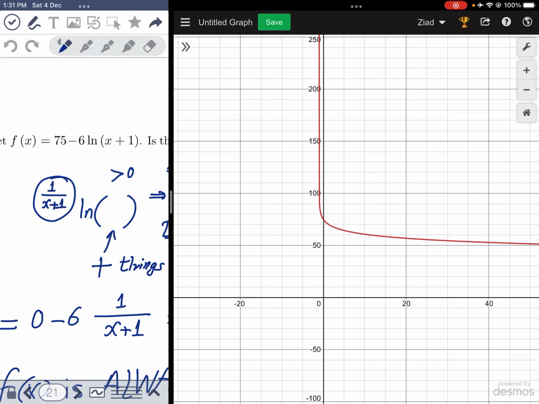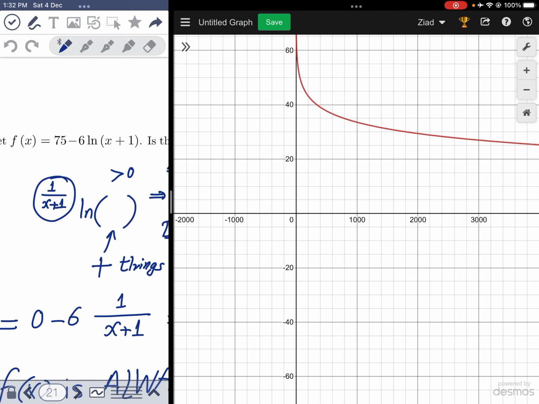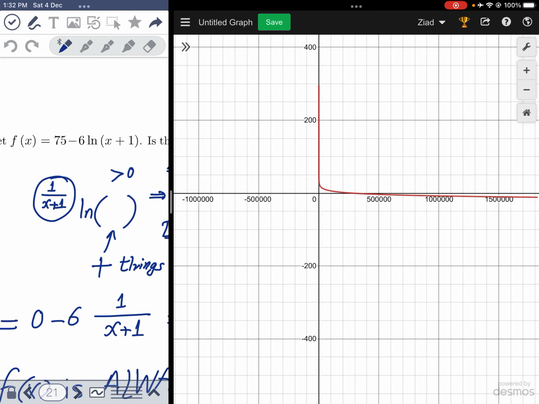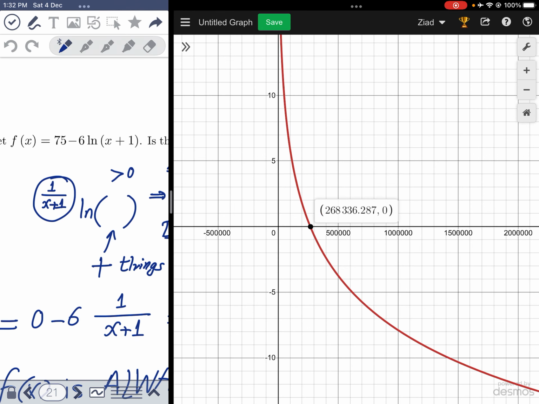So how far down does it go? All the way down to the x-axis, and it goes below. Huh? So here it touches at this x and it continues below. Logarithm lives above and below the x-axis.